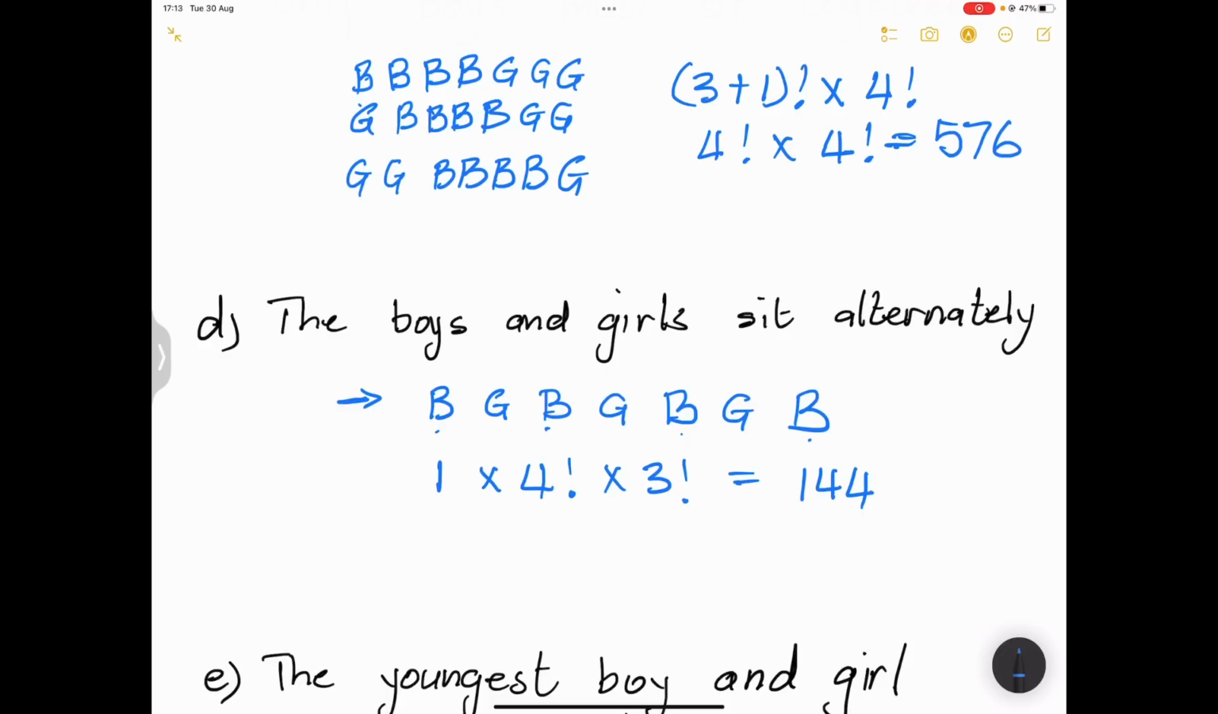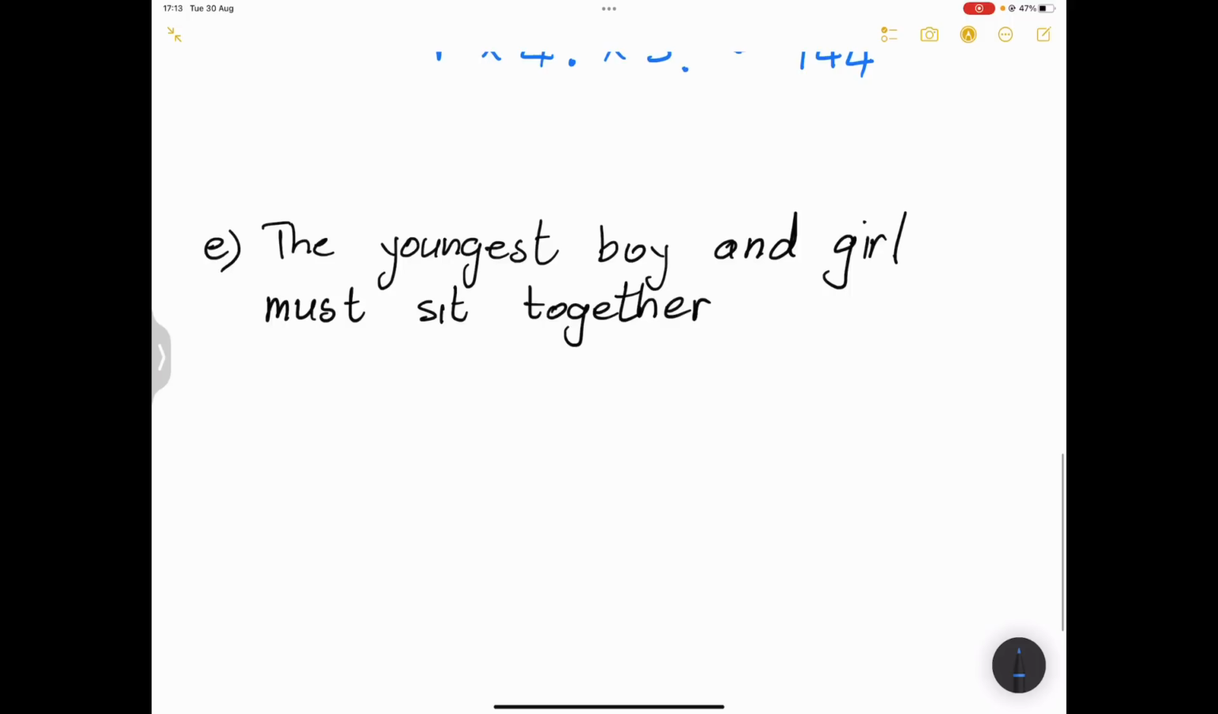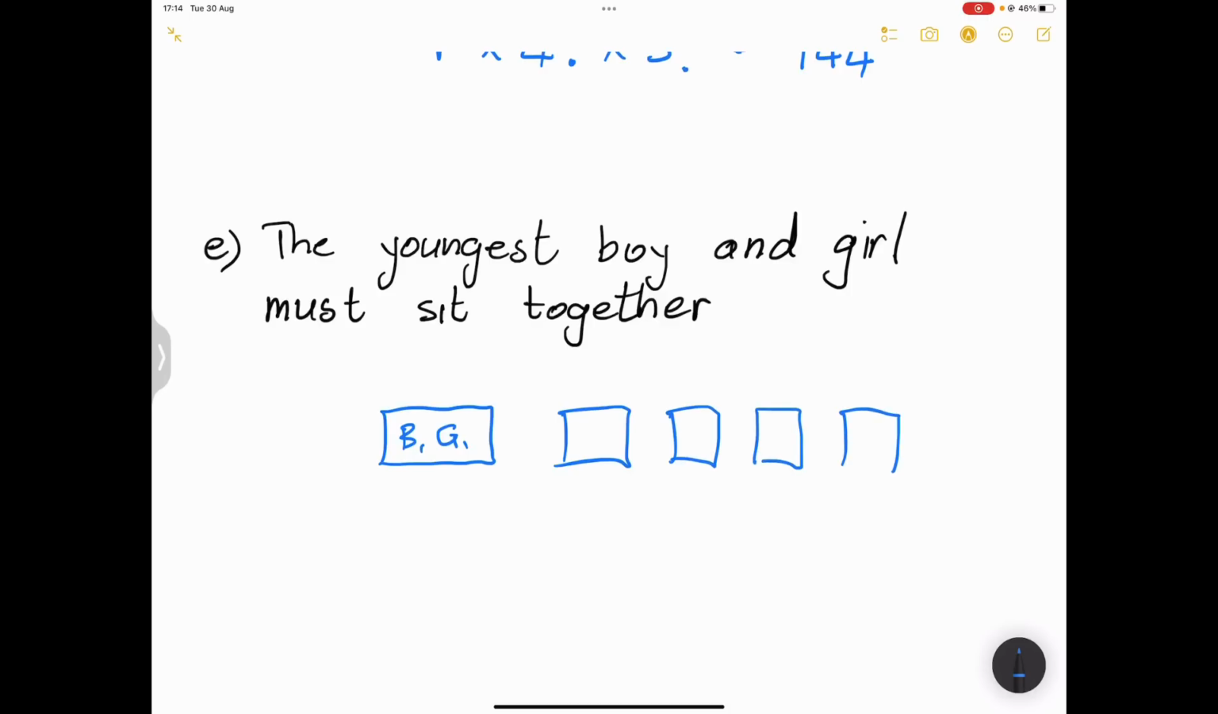So now, the last one, they say the youngest girl, boy and girl must sit together. Right, now I want you to just think about it. So it means there must be a boy and a girl that are seated together, right? So in this particular case, let's just say for argument's sake, the seat here, boy, girl, or boy 1, girl 1, and thereafter you've got all the others that are following, because already that one seat has been taken, or rather those two have to be together.